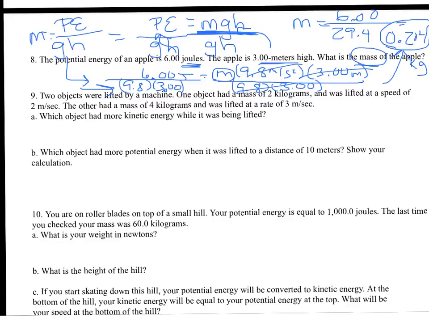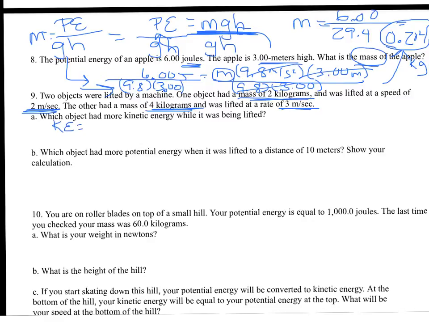One object has a mass of 2 kilograms and was lifted at a speed of 2 meters per second. So we have a mass and we have a velocity. The other has a mass of 4 kilograms and was lifted at a rate of 3 meters per second. Which object has more kinetic energy? So what we're going to need to do is find the kinetic energy for both objects.